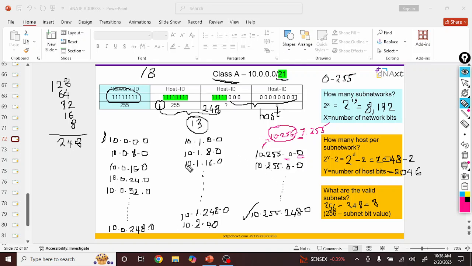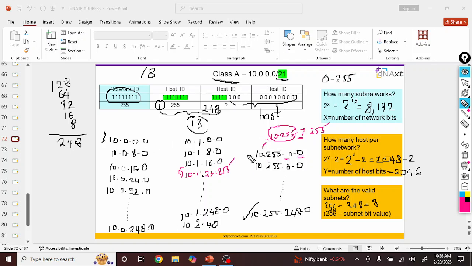Okay, what we'll write over here, the broadcast ID of this, it will be 10.1.7.255. Here it will be 10.1.255.255. Here it will be 10.0.39.255. Okay, so these are all broadcast IDs of the different subnets.